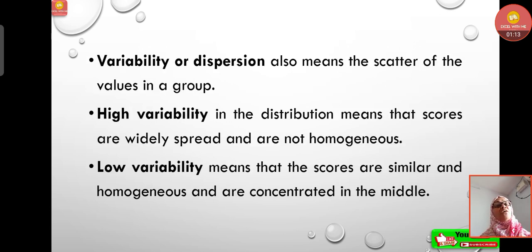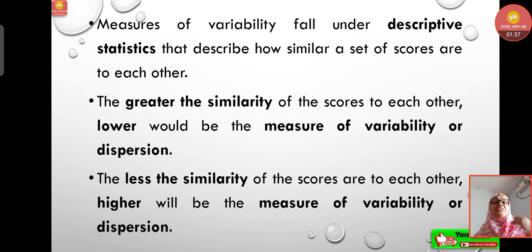Now, variability or dispersion also means the scatter of the values in a group. That is, high variability in the distribution means that scores are widely spread and are not homogeneous. Heterogeneous means not the same. Low variability means that the scores are similar and homogeneous and are concentrated in the middle. Homogeneous means same.